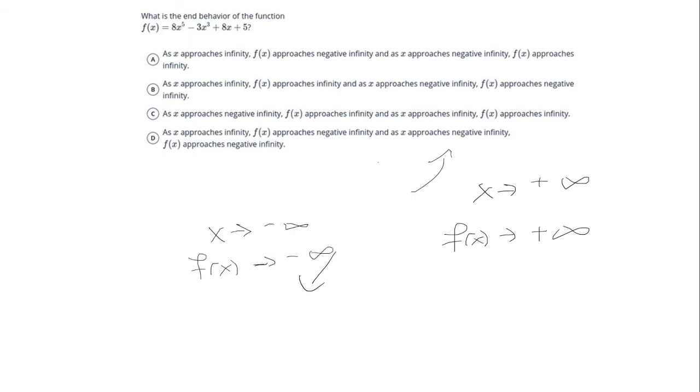And when we look at the answer choices, only B is the one that works. Because as x approaches infinity, f of x approaches infinity, so that's correct. As x approaches negative infinity, f of x approaches negative infinity. Okay, so that is correct. And so our final answer is B.